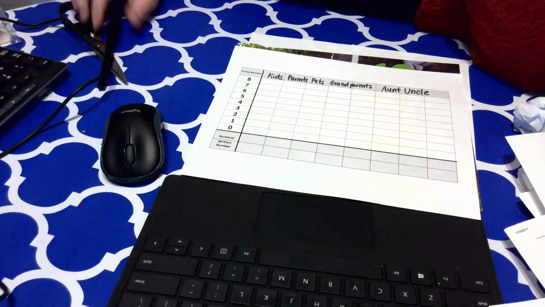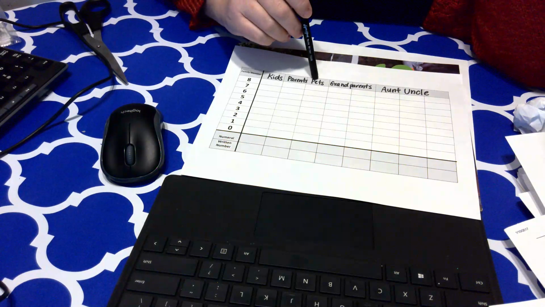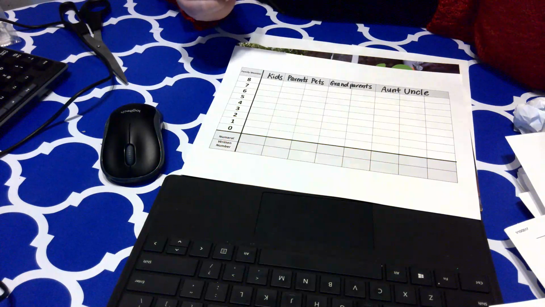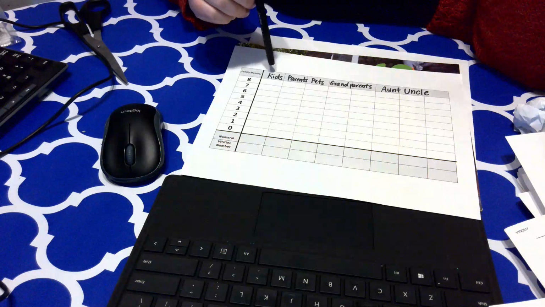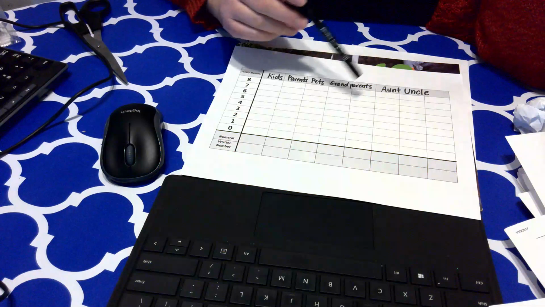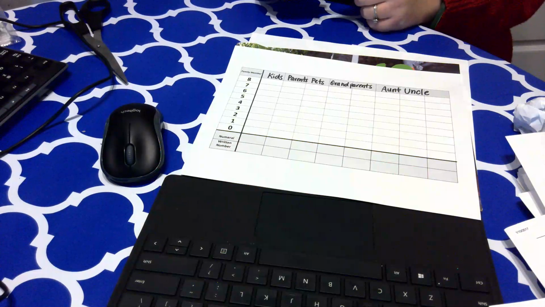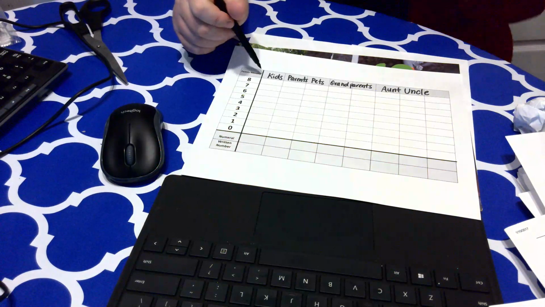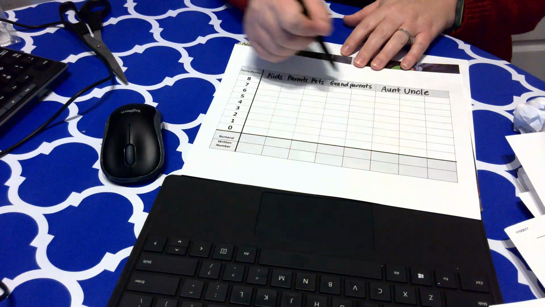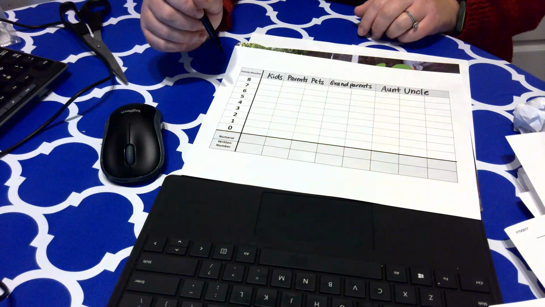In this one, I put kids, parents, pets, grandparents, aunt, and uncle. But you can put whatever you want on here. You could put kids, cousins, pets, grandparents. So go ahead and write across the top your family members. See where it says family member right here? So you're going to write all your family members, the types that you have, and then we're going to count them.